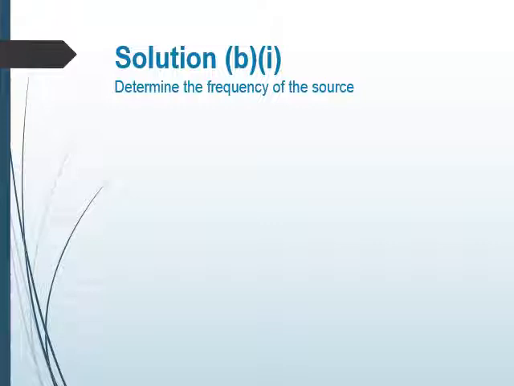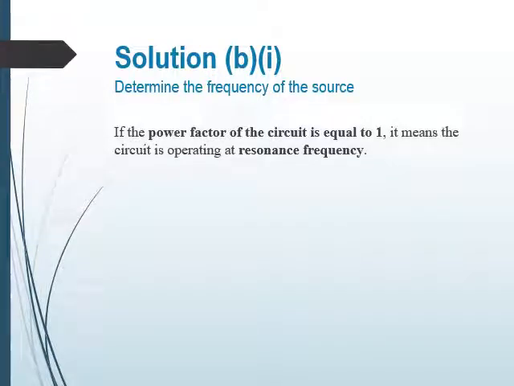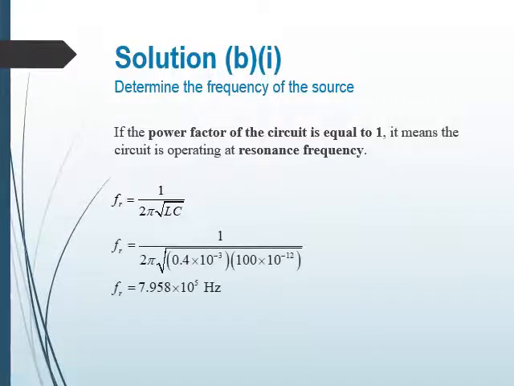To determine the frequency of the source, first you need to know what happens in the circuit right now. If the power factor of the circuit is equal to 1, it means the circuit is now operating at resonance frequency. So for resonant frequency, Fr is equal to 1 over 2 pi square root of LC. Substitute the values into the equation. Resonant frequency is equal to 7.958 times 10 to the power of 5 Hertz.